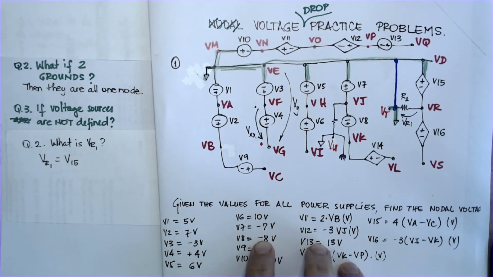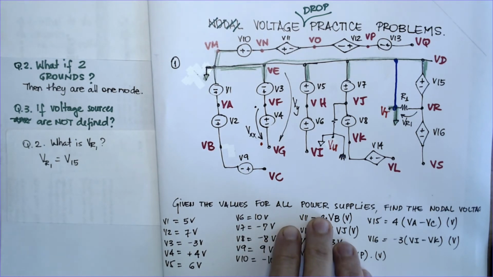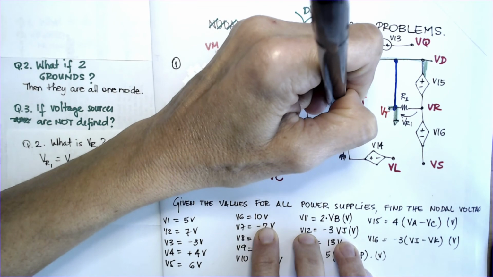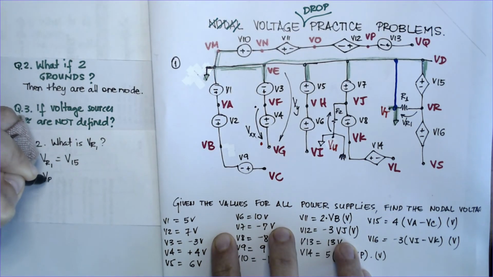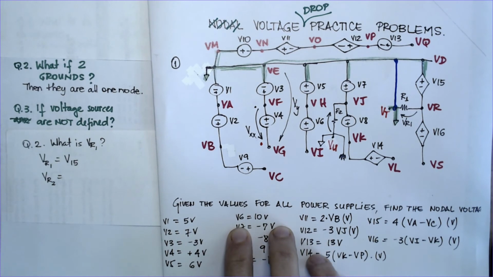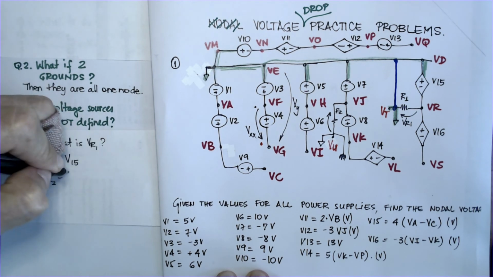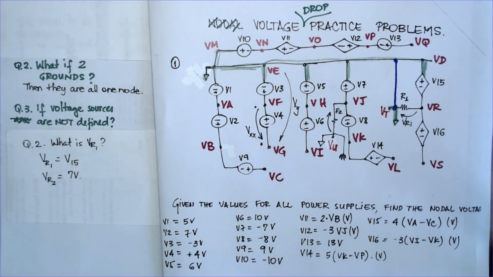I'm going to ask, what is VR2? I'm going to call this R2. And then what is VR2? If you can figure this out on your own, do stop the video and write what VR2 is. And I'm going to say VR2 is 7 volts. So if you don't have this answer, or if you don't understand it, please post this question.